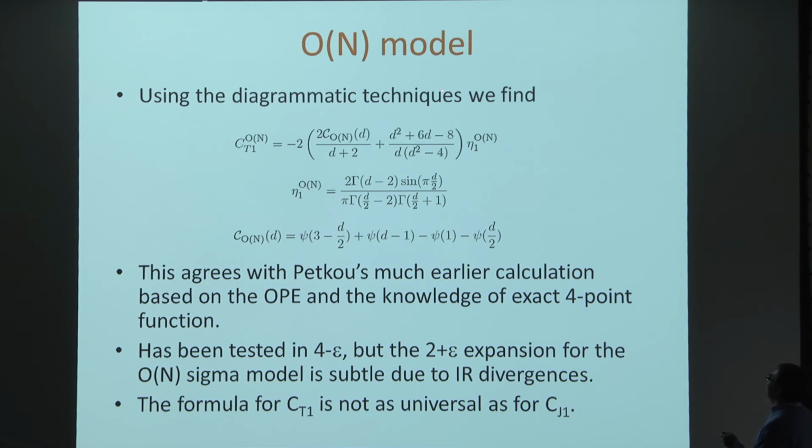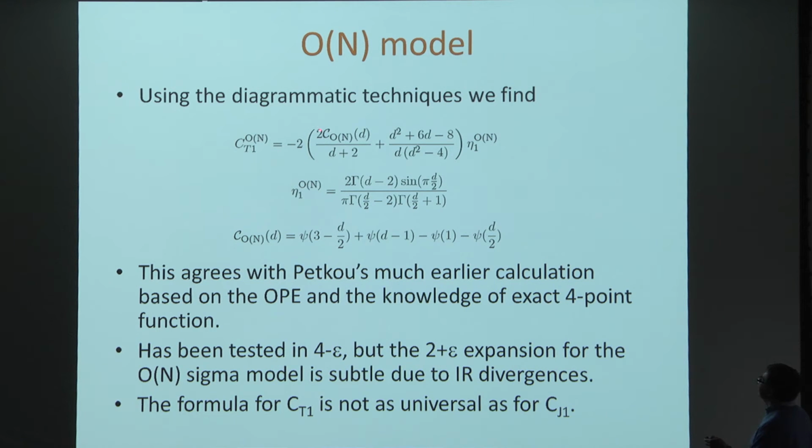Now, for the ON model, actually an answer was available much earlier due to Petko, who used a different technique which was based on the OPE, a known 4-point function of scalar fields. And in the course of reproducing his answer diagrammatically, we basically learned how to do things correctly. So you see that for this quantity, it's not as universal.